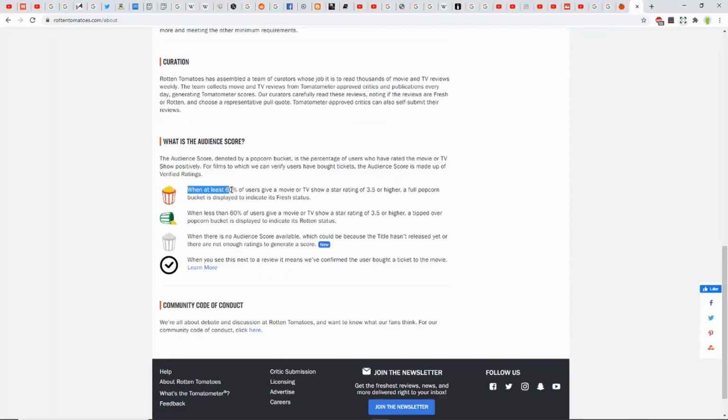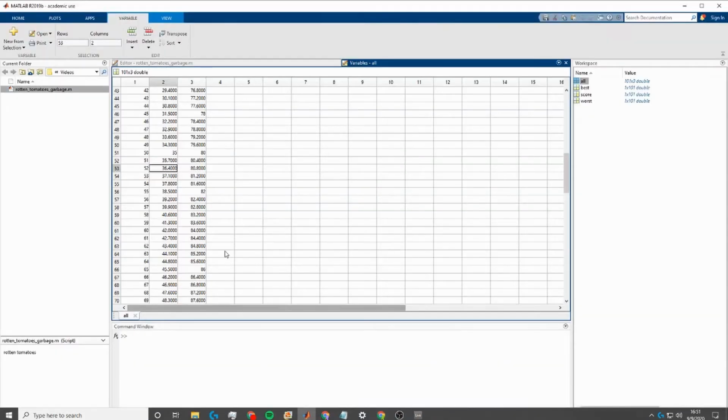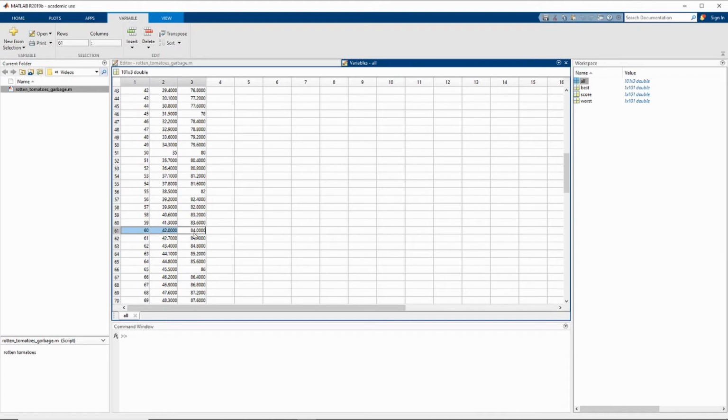Alright, so if you know about the popcorn bucket score, essentially they drew the line at 60% for some reason. So if 60% gave it 3.5 or higher, then it gets this nice little red popcorn bucket, and when it's less, then it starts tipping over and it just looks worse. Anyways, let's go check that out in MATLAB. So even if you take 60%, then the discrepancy is huge. It could be as good as 84, it could be as bad as 42, which again, it's not even close.